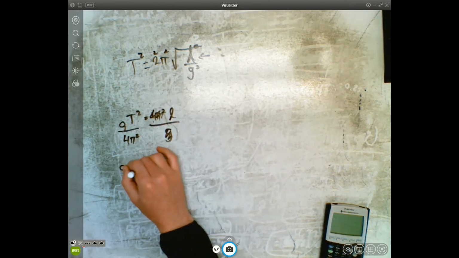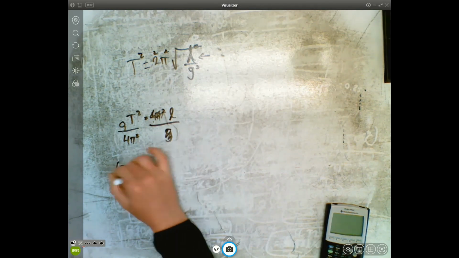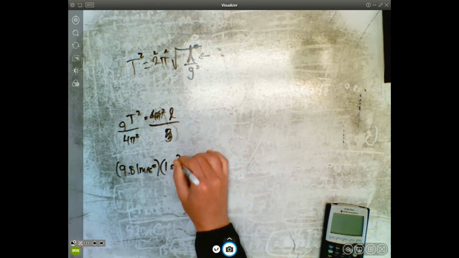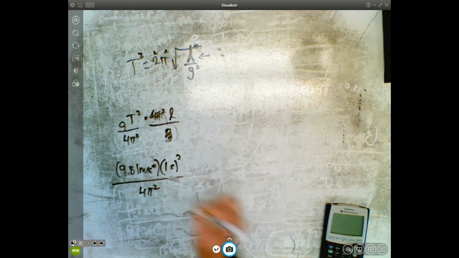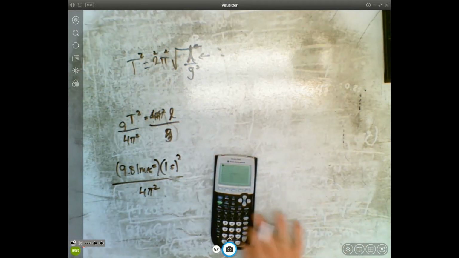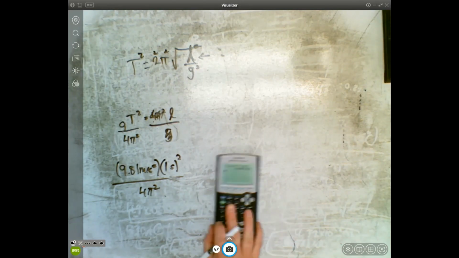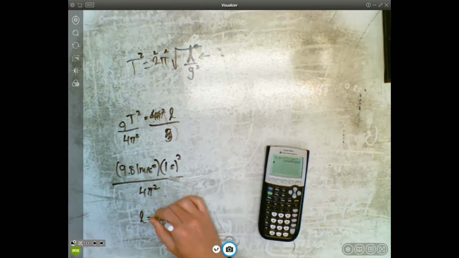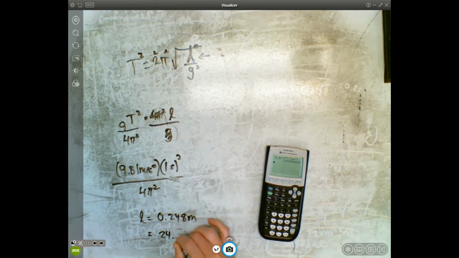And we can assume this takes place on Earth, so 9.81 meters per second squared. Our period is 1 second squared, all divided by 4 pi squared. So make sure you use your pi button in your calculator. So 9.81 times 1 squared divided by 4 pi button squared. And we get our length to be 0.248 meters. And lots of times on a test, it'll be 24.8 centimeters. Most of our lengths for pendulums are in centimeters, so that's how you're going to see it.